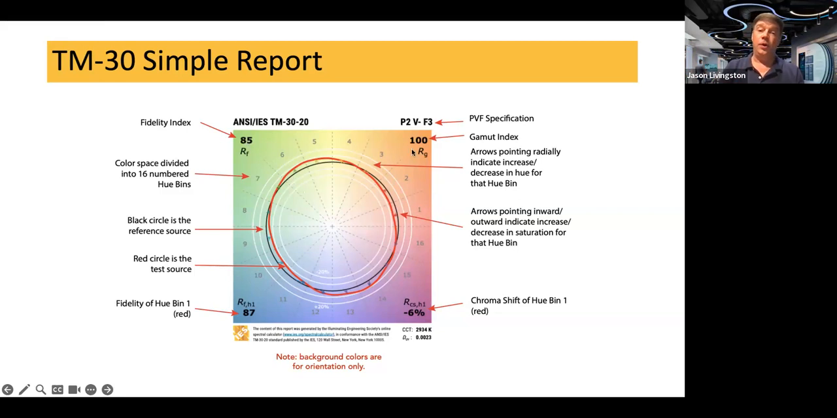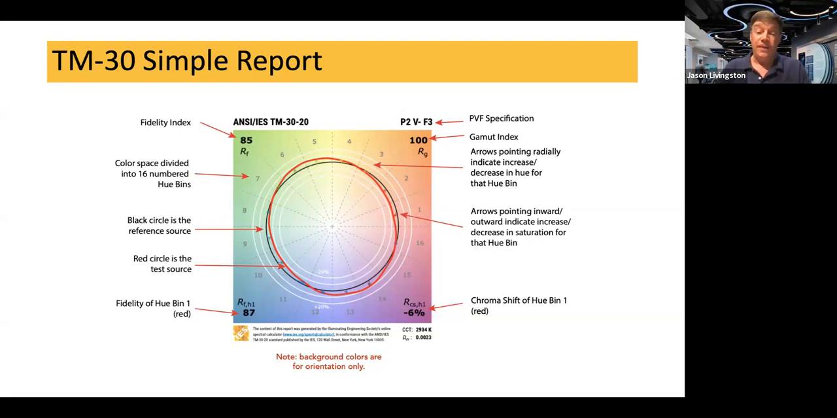We've also got in the four corners the four key measures as they apply to Annex E. Down in the lower right here, we've got the color temperature and also the DUV of this particular light source. And then in the top right, we've got the PVF specification, right? So this light source, again, is a P2 V null F3. So the only thing that a manufacturer needs is the SPD. So if you've got the SPD, you plop it into the TM30 calculator. This report is generated automatically. Should be relatively easy for manufacturers to provide this to us.